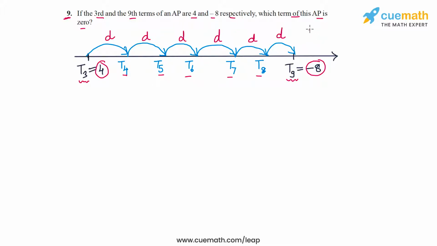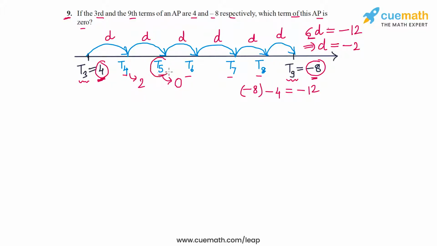So 6 jumps of the common difference, or 6D, takes us from 4 to -8. And what is the difference between -8 and 4? So -8 minus 4 is -12. So 6 jumps of the common difference takes us from 4 to -8, or a change of -12. So 6D must be equal to -12, or D must be equal to -2. And this means that because T3 is 4, then T4 will be 2 and T5 will be 0. So the term of the AP which is 0 is T5.